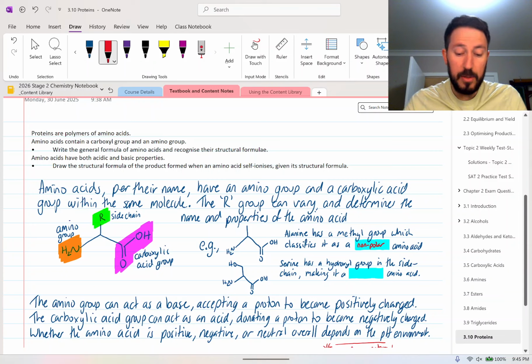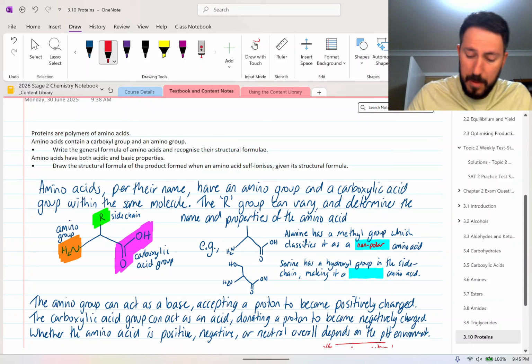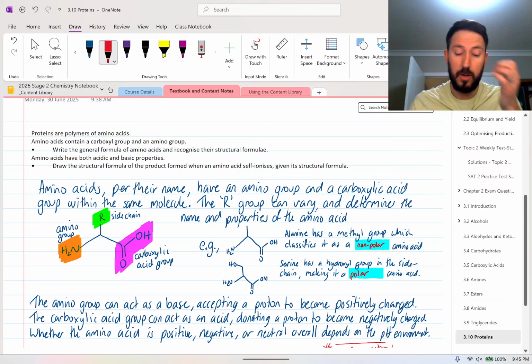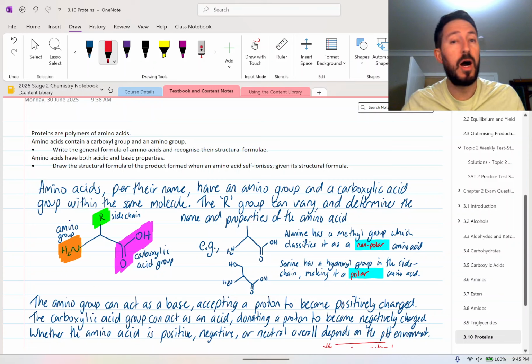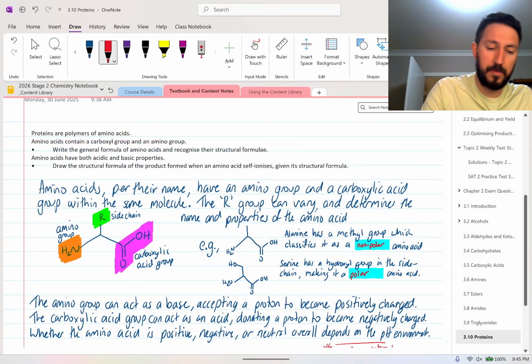Now, on the other hand, serine, which is our next one with the OH group, has a hydroxyl group in that side chain, so that makes it a polar amino acid. So not only is it polar, it can hydrogen bond with other molecules because of that OH group.